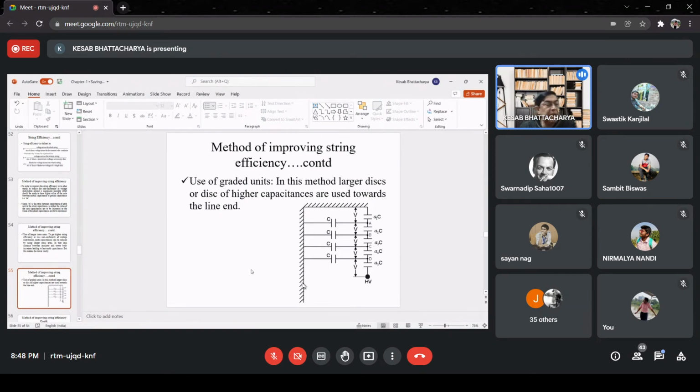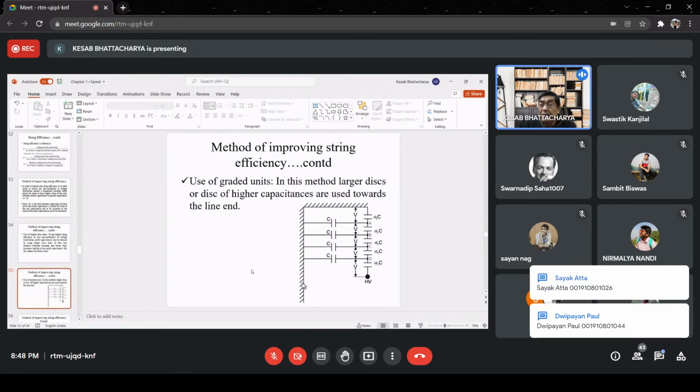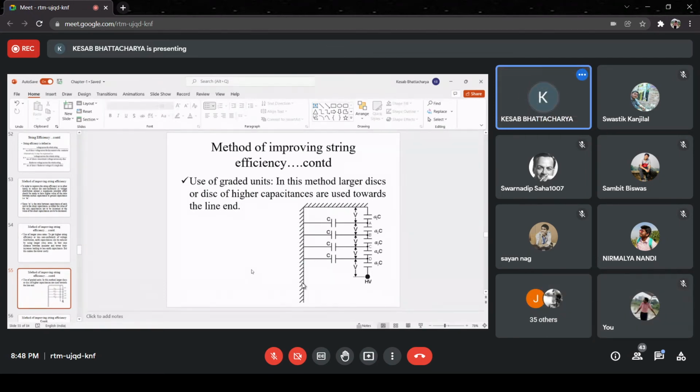It is also not really a very practical method, because in the case you use different sizes of discs at different locations, then in your stock, instead of keeping a single type of discs, which is normally done when you use similar or identical discs everywhere, that flexibility is lost. You have to keep in your stock different types of discs, so that in the event of failure, you can replace the particular disc by its proper size of disc.